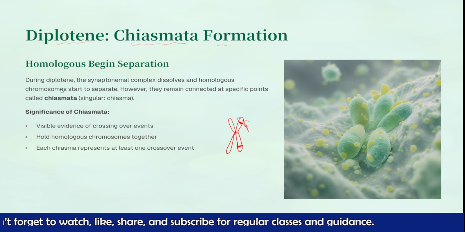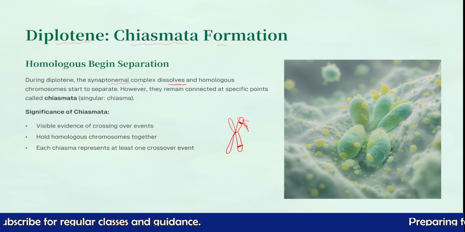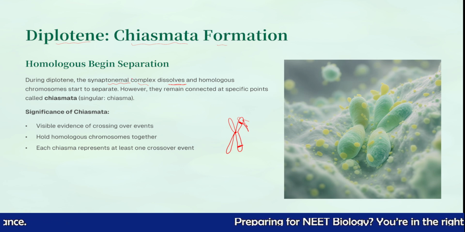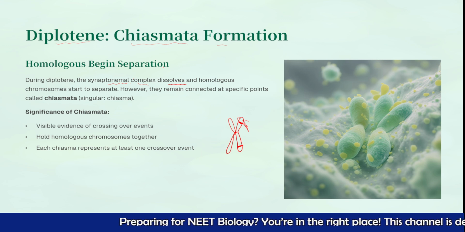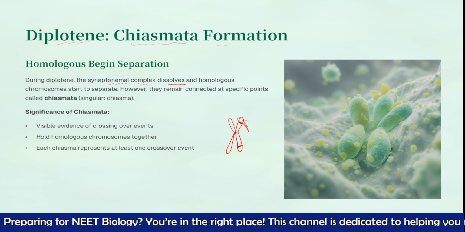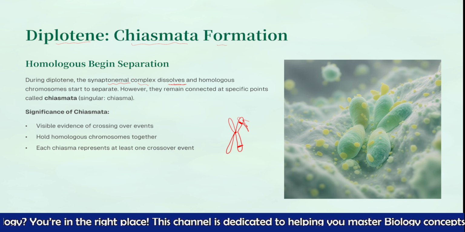Okay, so in diplotene, the synaptonemal complex dissolves. What is the purpose of the synaptonemal complex? That is for pairing. Pairing was done in which stage? Zygotene stage. After that, crossing over happened in the pachytene stage. Then they no longer need to stay together, so for that reason the synaptonemal complex dissolved.